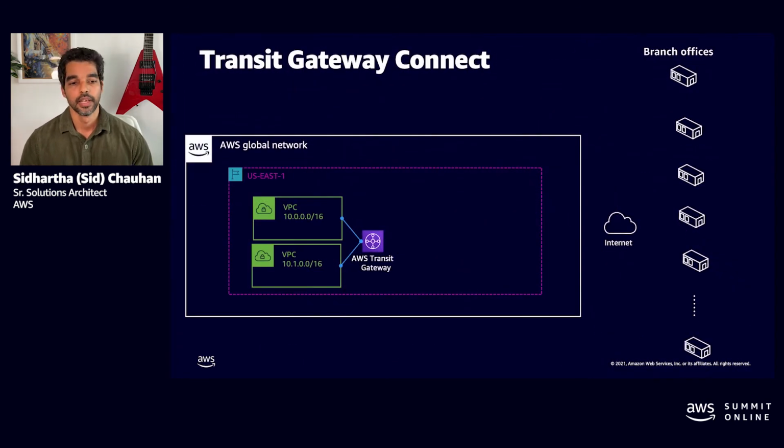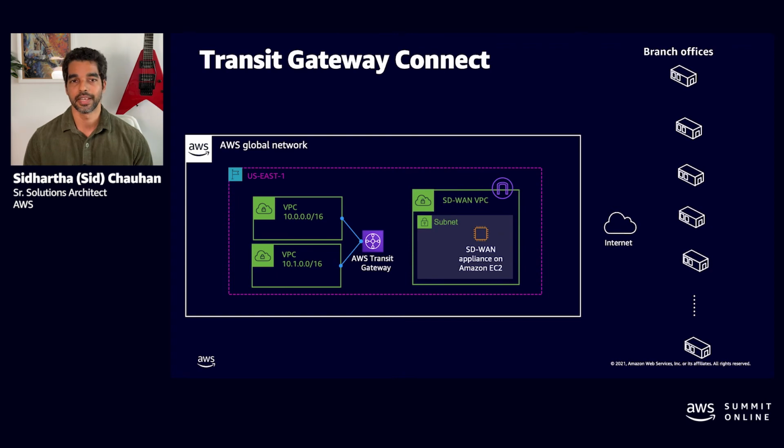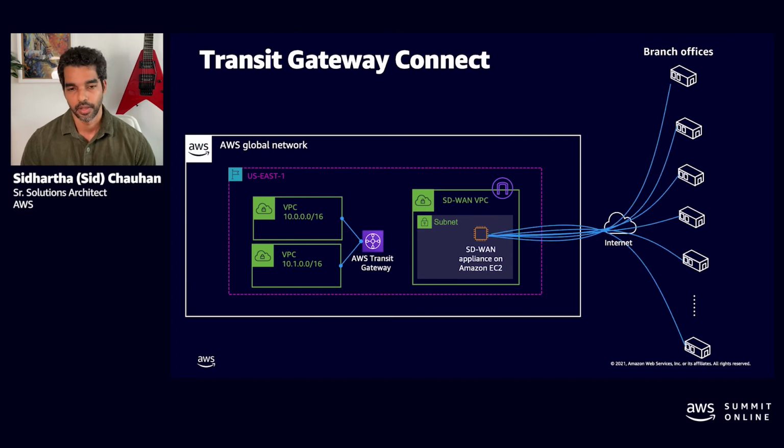Very high level, this is how it works. You have AWS infrastructure on the left. You have your branch offices on the right. Now it's time to connect them together. Number one, we create an SD-WAN VPC. It's just a regular VPC where you host your SD-WAN appliance on EC2 instances. This is one of those 12 partner appliances which we have integrations with. Now, I just have a single appliance here, but for high availability, I recommend multiple appliances in multiple availability zones. You create your SD-WAN connectivity to this appliance.